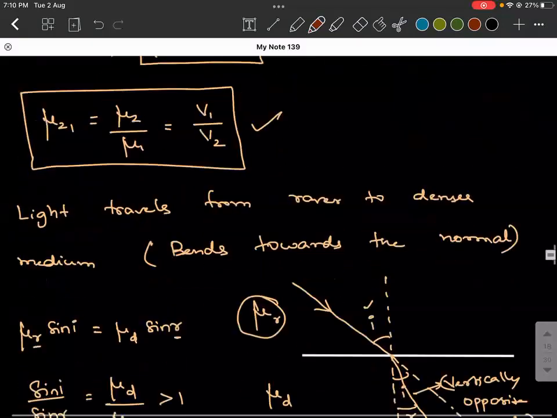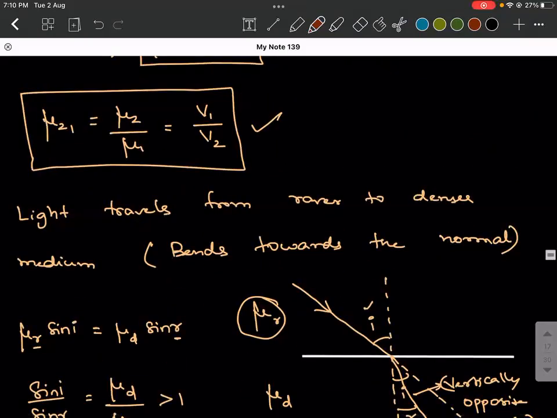So based on this, we are going to see certain applications of refraction in glass slab and a few other places. We'll be calculating something called real depth, apparent depth, and all those things, which we'll see in the next class. Okay, so that's it from my side for today.